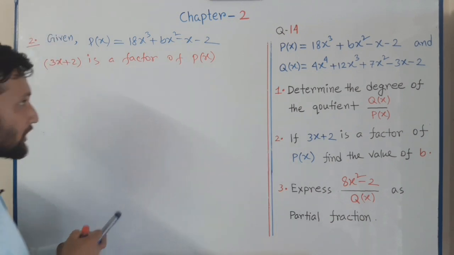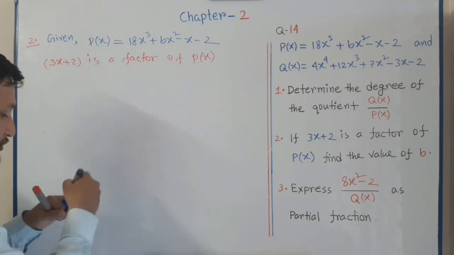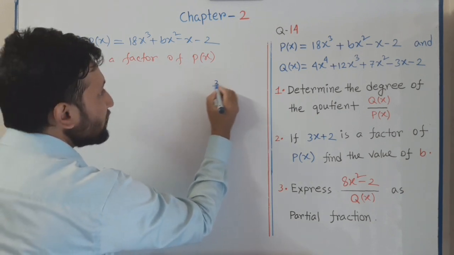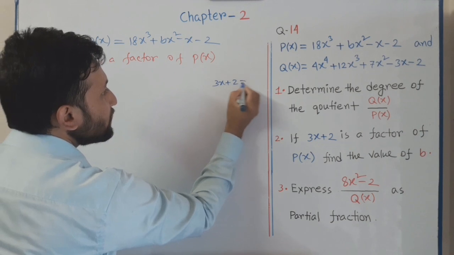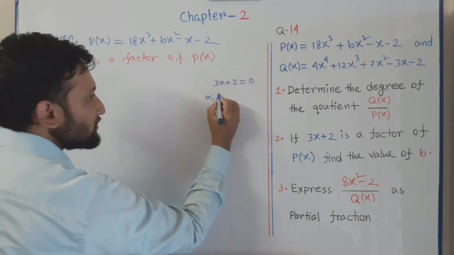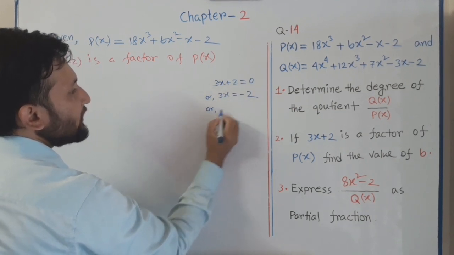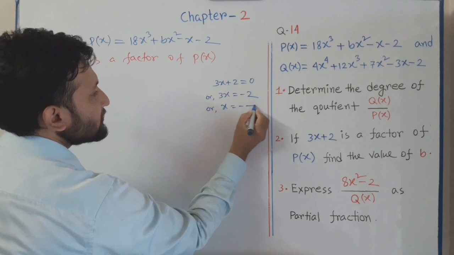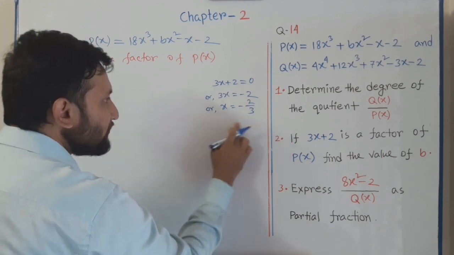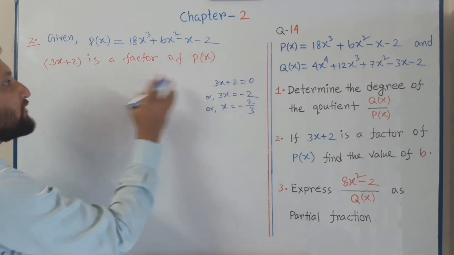So we can write here, see that if 3x plus 2 is a factor of p of x, so we can say that we can imagine 3x plus 2 equal to 0. So by simple calculation we can find the value of x. So we can write 3x equal to minus 2, or we can get x equal to minus 2 by 3. So this is the value of x, minus 2 by 3, where 3x plus 2 is a factor.